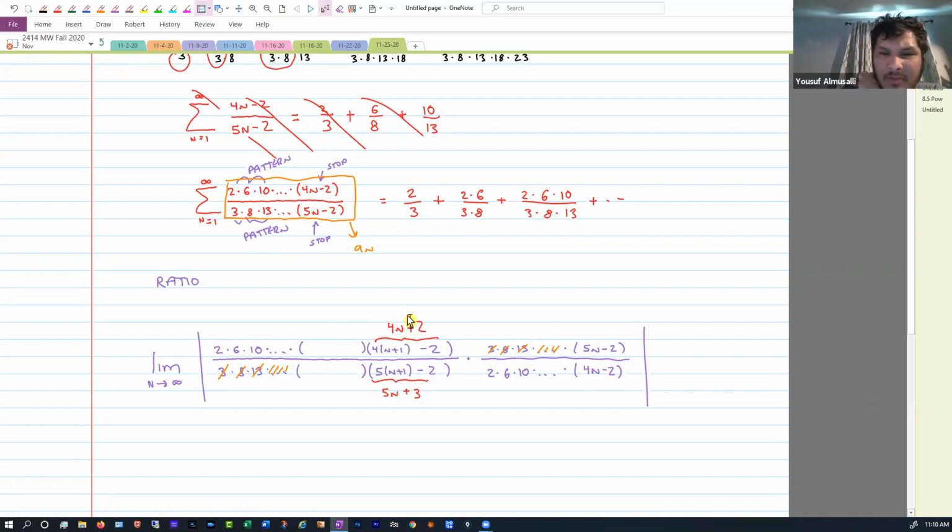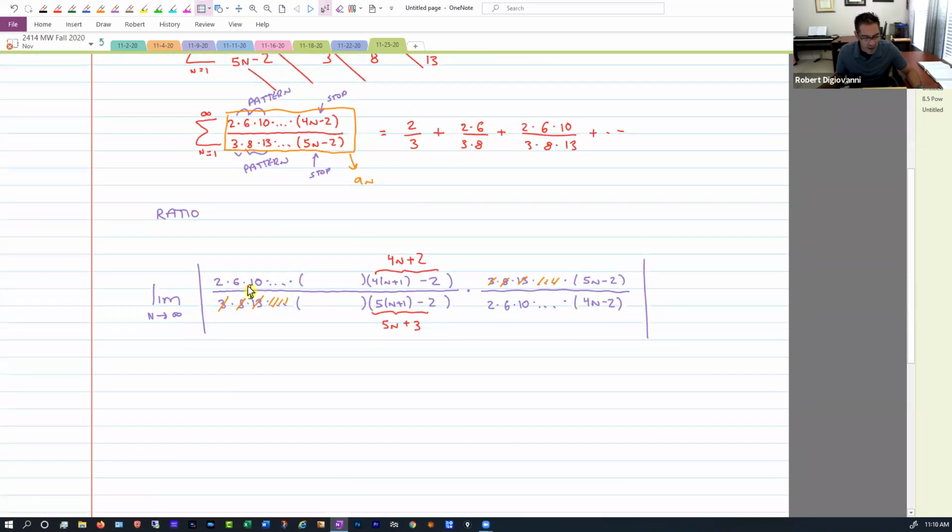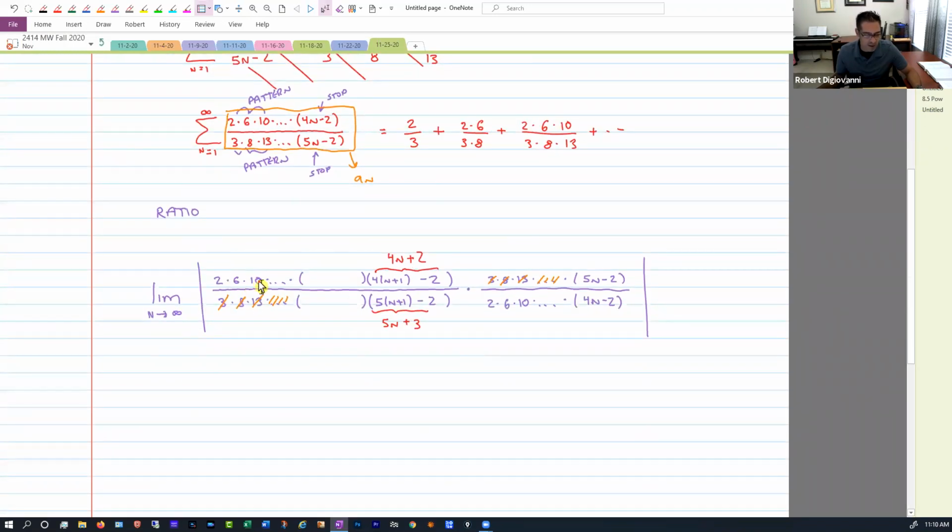4n plus 1. The pattern is that the number in front of it, like here's 10, is 4 less than it. Here's 6, the number in front of it is 4 less than it. So if this one's 4n plus 2, then the one in front of it should be 4n minus 2. This one should be 4n minus 2.